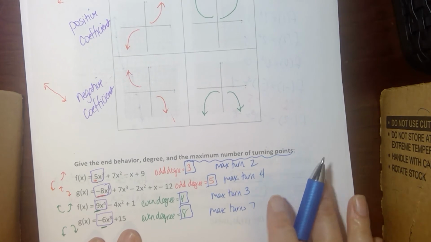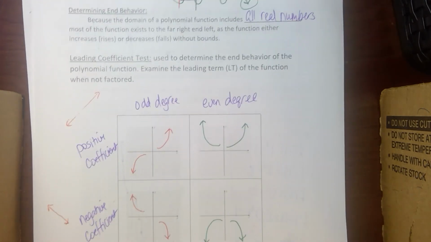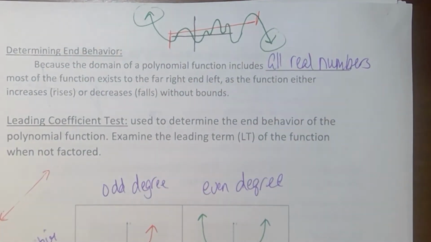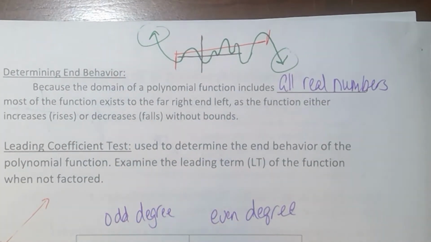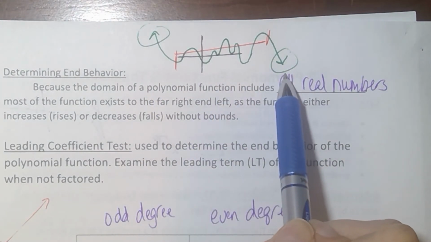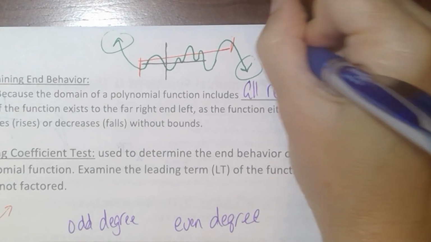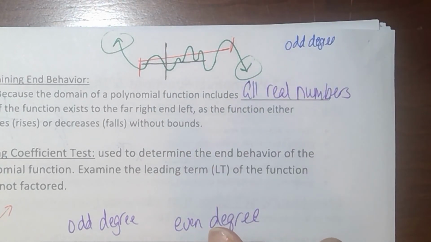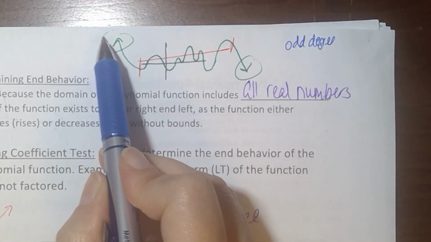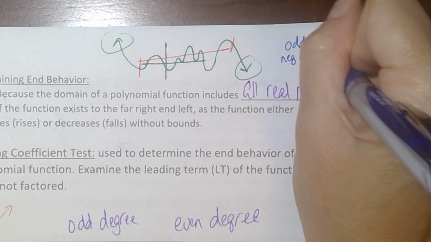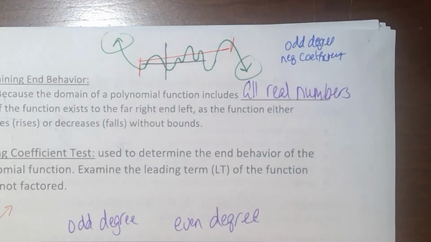Let's go back and look at that crazy sketch I did at the top of the page, and let's count my number of turns. Okay, I wasn't paying attention when I did this, but we're going to figure it out. I see that one end is up, one end is down, so it's going to be an odd degree. I know that right off the bat. It's going to be an odd degree. I also know it's going to have a negative coefficient because it starts high and finishes low. So I would have a negative coefficient on this function.